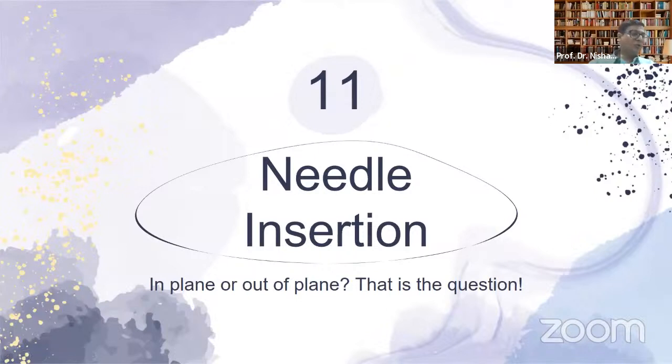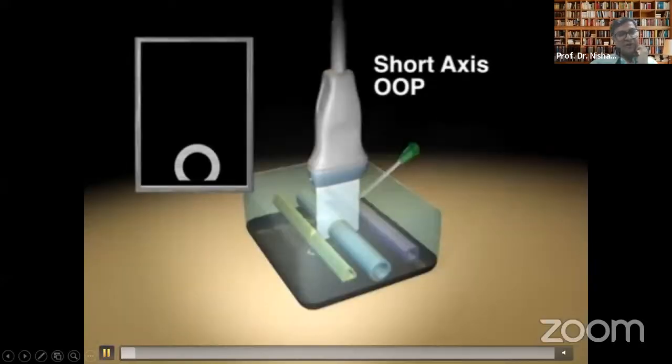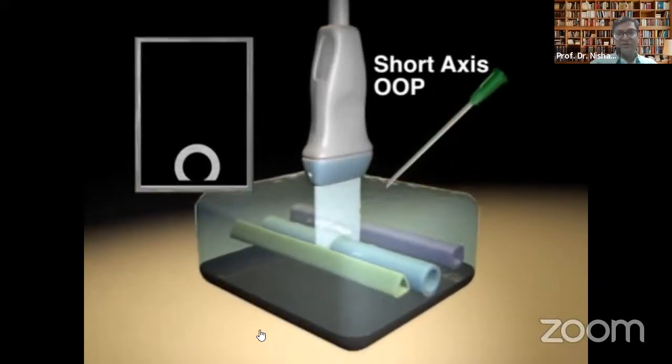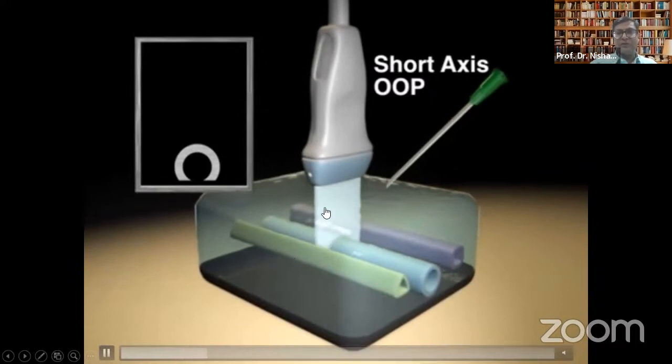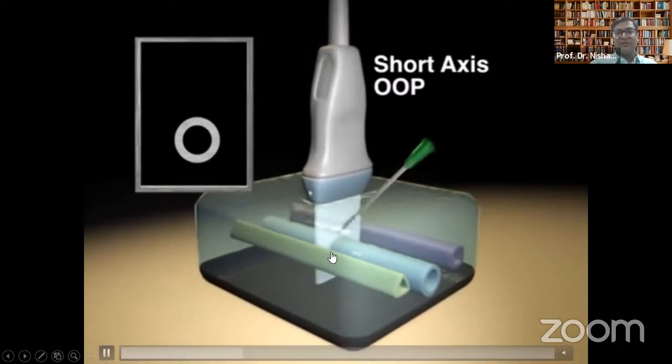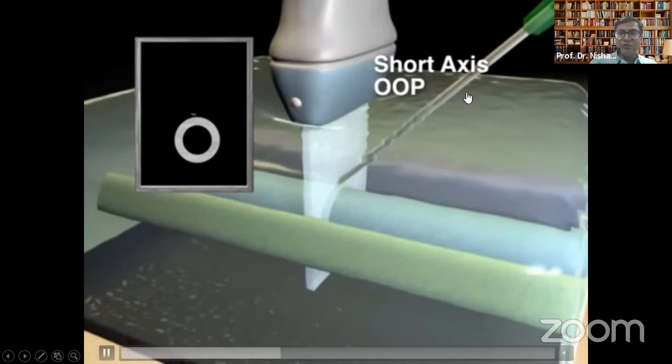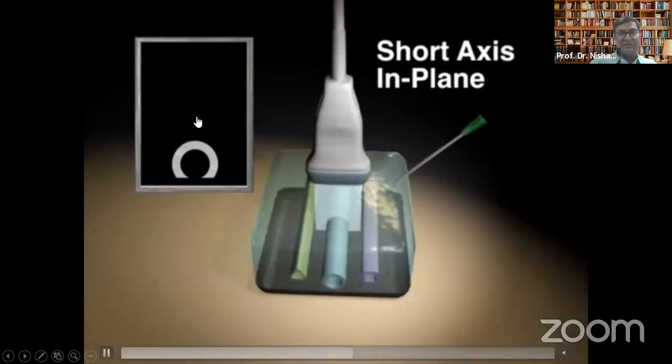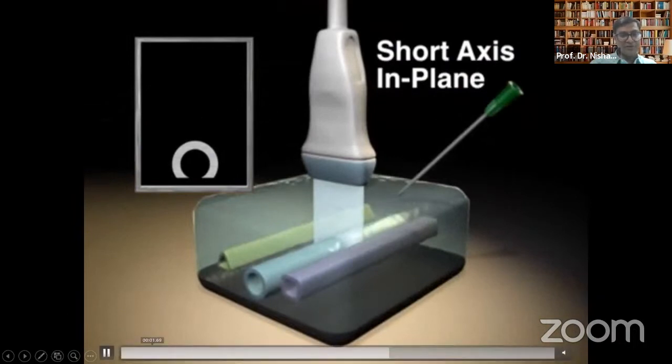Okay. How to insert the needle, whether to insert it in plane or out of plane, will depend on your structure and the availability of space. In plane is always better. So basically, if you see this, this is short axis out of plane. Now, short axis means transverse axis of the tissue and you're going out of plane. If you see here, this is the needle. I'll just pause it.